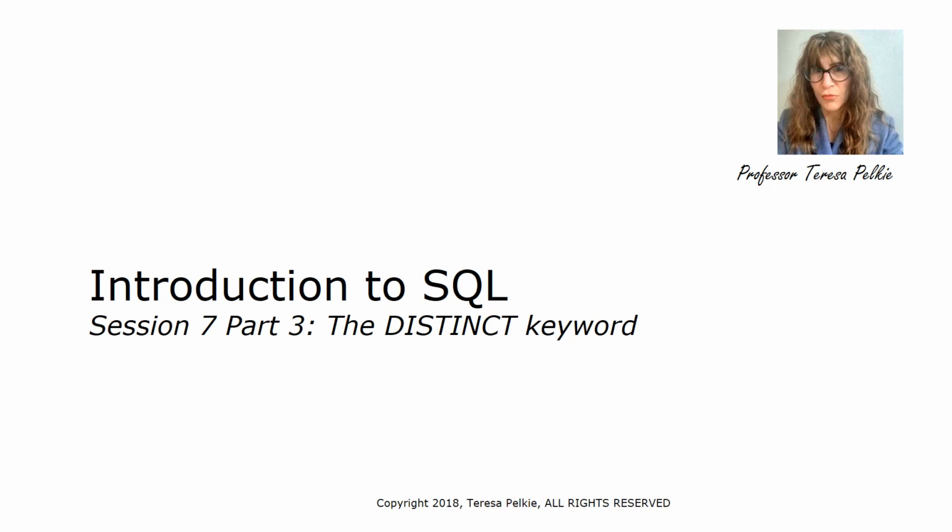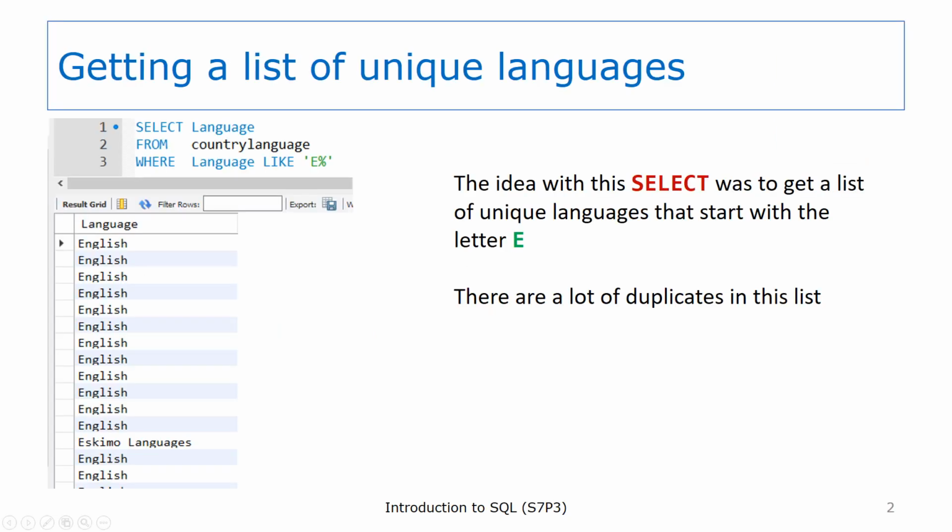This is Session 7, Part 3, the distinct keyword. Many times you'll be working with tables that have multiple occurrences of the same value. When you have that situation, you'll sometimes want to get just one of each occurrence. For example, the slide shows the country language table selecting for the languages that begin with the letter E. What we really want here was just one of each occurrence. It doesn't really do us any good to see English repeated many times.